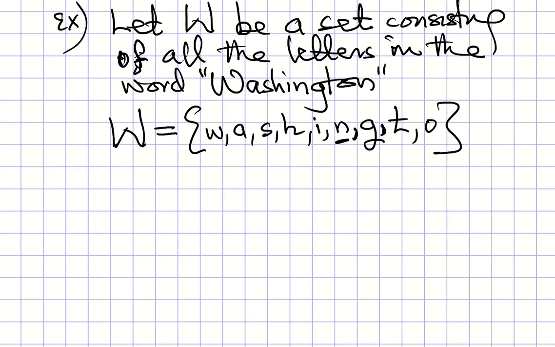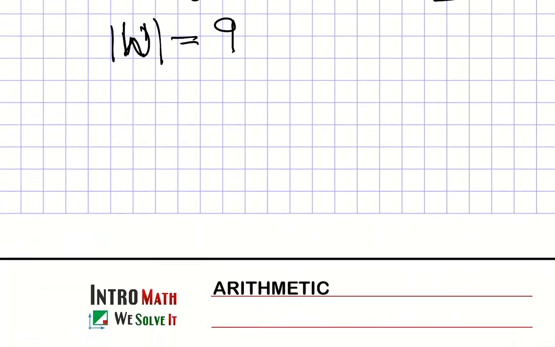So that's what that means. They are different. So now, having written that, suppose they say find the cardinality of W. You just count off the elements. 1, 2, 3, 4, 5, 6, 7, 8, 9. It's 9 right there. Okay, so I'll give you another example.